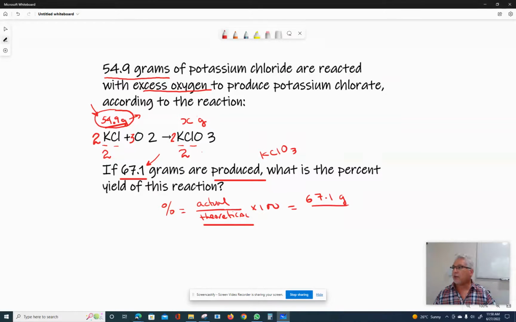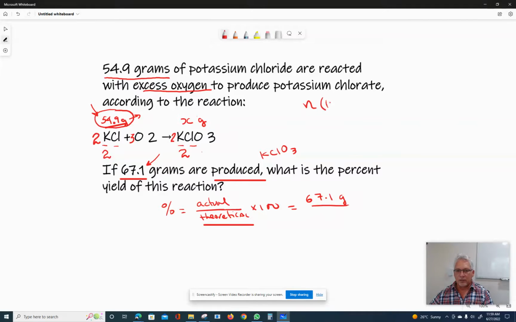So let me find the molar mass of potassium chloride. I have to check the periodic table, and somewhere around here I had the periodic table. I need to get that, and that will be potassium chloride. The molar mass of potassium chloride will be the following: 1 potassium, 1 chlorine. I get 74.55. So let me convert this gram to mole.